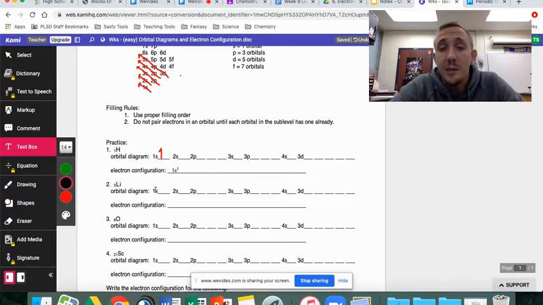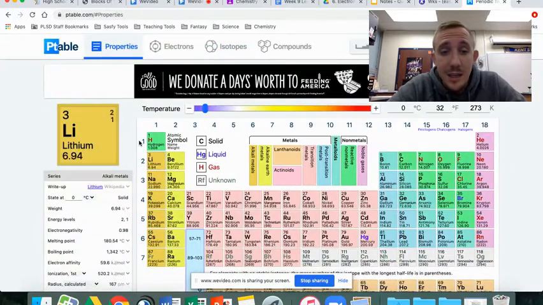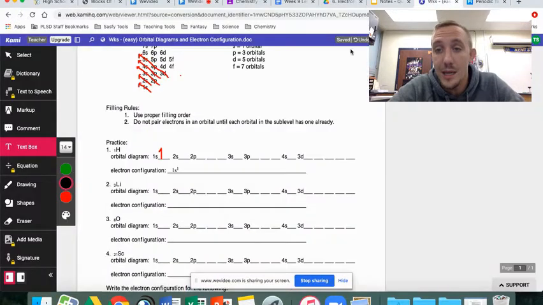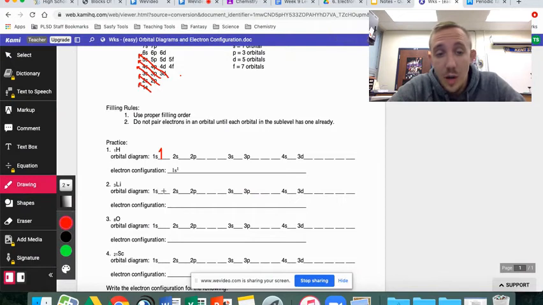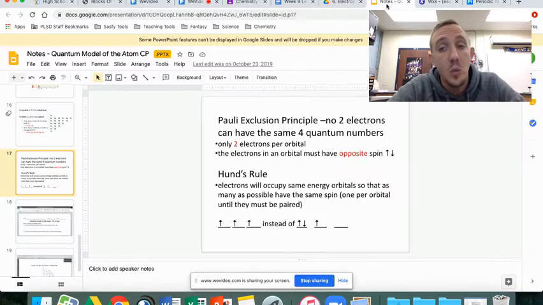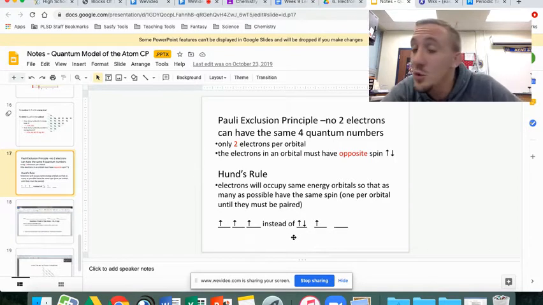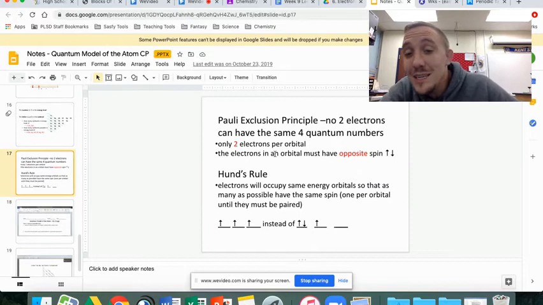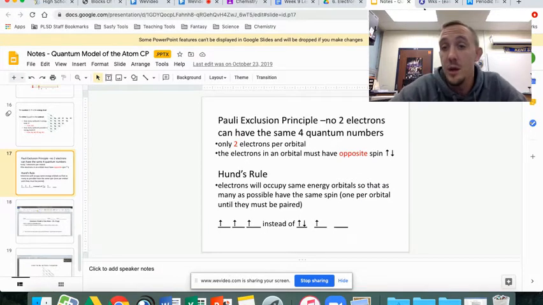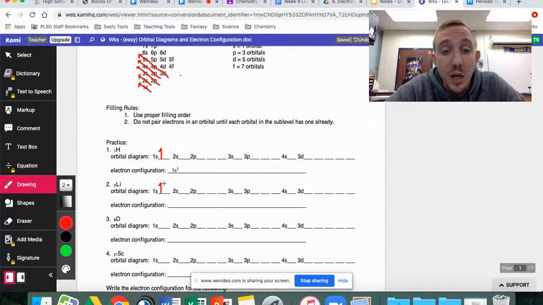For the next one, lithium. Lithium has an atomic number of 3. So if it has 3 protons, it has to have 3 electrons. I'm always going to start with an up arrow. But now I need to understand the rules. The Pauli exclusion principle says no 2 electrons can have the same 4 quantum numbers. So there's only 2 electrons per orbital, which means I can only have 2 arrows per line. And the electrons in the orbital must be opposite spin. So going back, I put an up spin, so now I'm going to put a down spin.